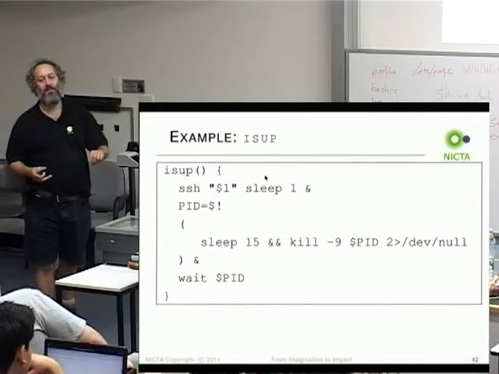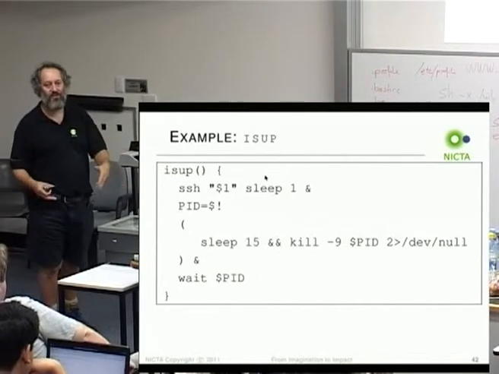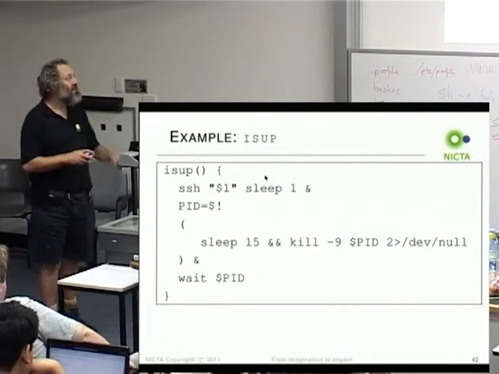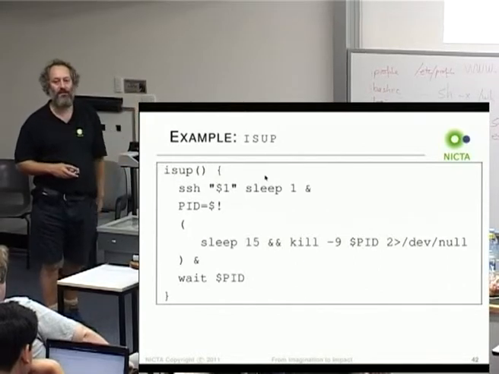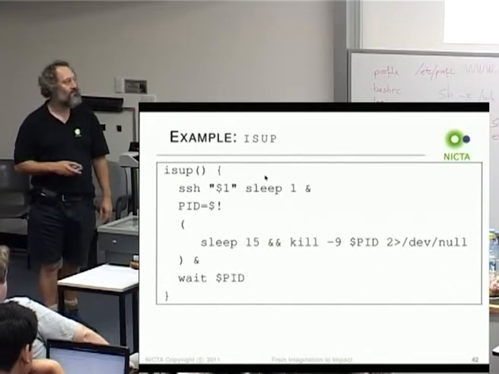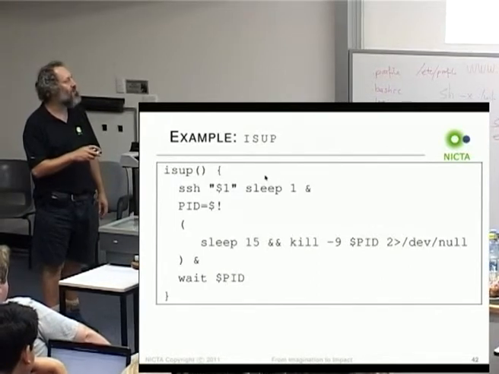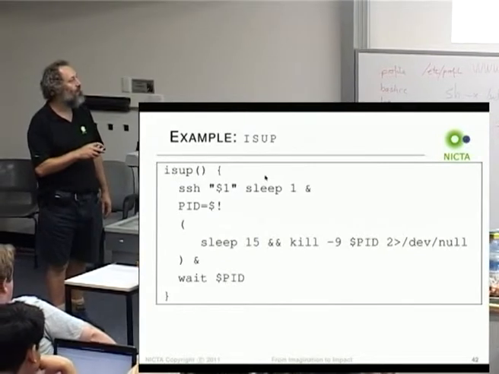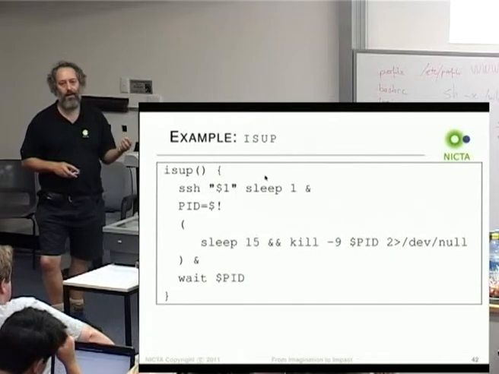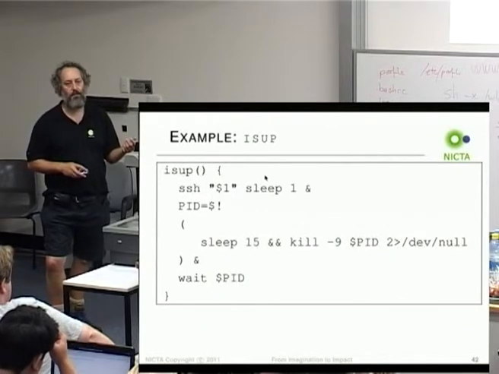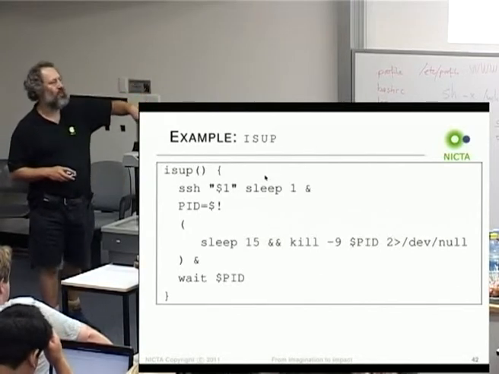Because things can time out and because it can take a long time to do resolving and route discovery and all the things you've got to do for SSH, we're also going to have a process that's running at the same time that's going to kill it if it takes more than 15 seconds. So we'll sleep 15, and after that we'll run kill -9 of $PID, which is that thing. And we'll throw away any errors, that's right, because the process may already have gone away.